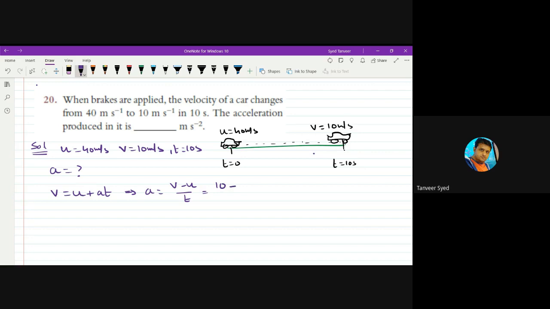V is 10 minus U is 40 divided by time is 10. So this is minus 30 by 10, which is minus 3 meter per second square, retardation. Minus sign indicates retardation. So the acceleration produced is minus 3 or retardation is 3. If you say retardation, we should not use minus because retardation itself means negative acceleration.